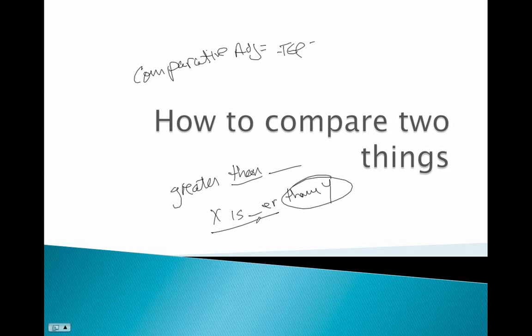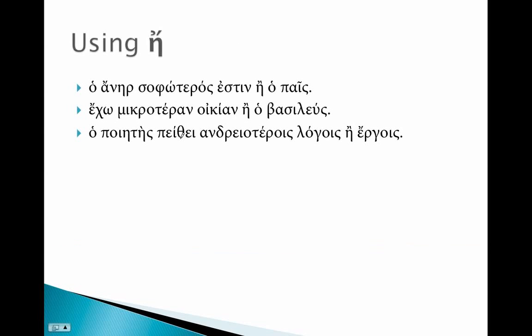We can already do this. X is greater, X is wiser. But how do you do the "than"? And there are two ways to do it in Greek. The first is going to be to use ē. And this really translates almost directly to our "than." Now the thing to keep in mind is that when you compare two things with ē, you're going to compare them in the same case.